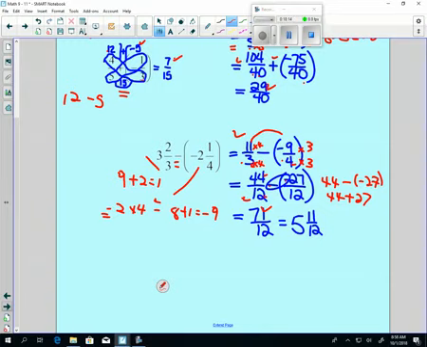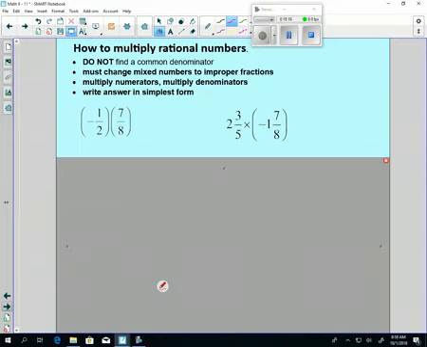Okay. Multiplying, remember, all we have to do is make sure that if we have just the fractions, here we're just going to multiply the numerators. Here is going to be 7. Here, multiply the denominators, 16. We have a negative, so it's a negative 7 over 16.